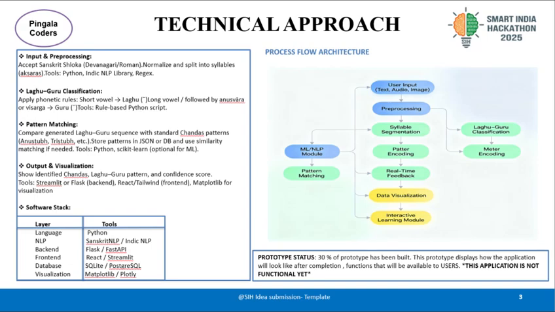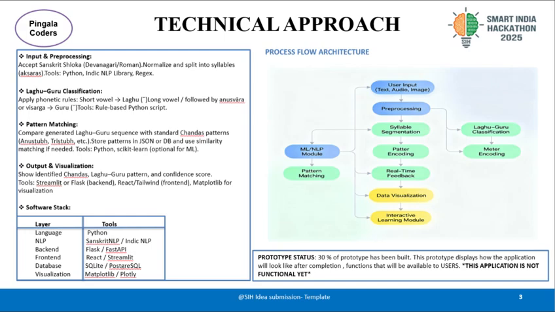The Sanskrit processing tool runs on Python using the Indic NLP library to process text. A rule-based script classifies syllables, while optional machine learning with scikit-learn refines pattern matching. Flask or FastAPI powers the backend, with React or Streamlit on the frontend. Data is stored in SQLite or PostgreSQL, and visualized using Matplotlib or Plotly.